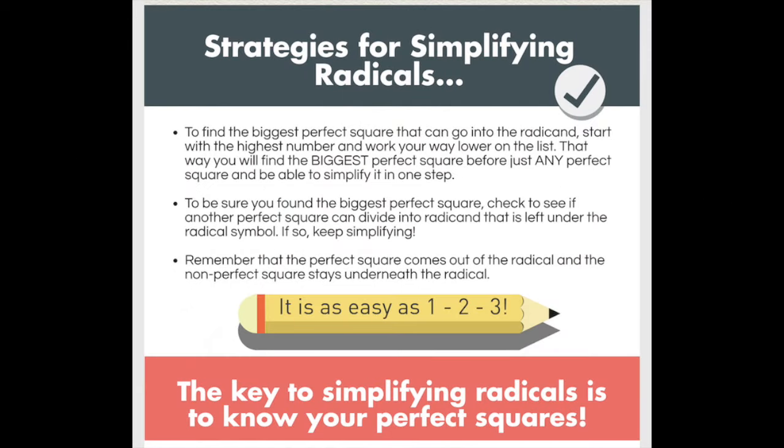Okay, so just a strategy to help you with simplifying radicals. If you look at the first bullet point, to find the biggest perfect square that can go into the radicand, I always suggest to start with the highest number on the perfect square list and work your way down. That way you're going to hit the biggest perfect square first and be able to simplify it all in one step. And I'll go through that a little bit more in detail when we are practicing in class so you can see what I mean by that. And then if you look at the last bullet point, just remember that the perfect square comes out of the radical and the non-perfect square will stay underneath the radical.